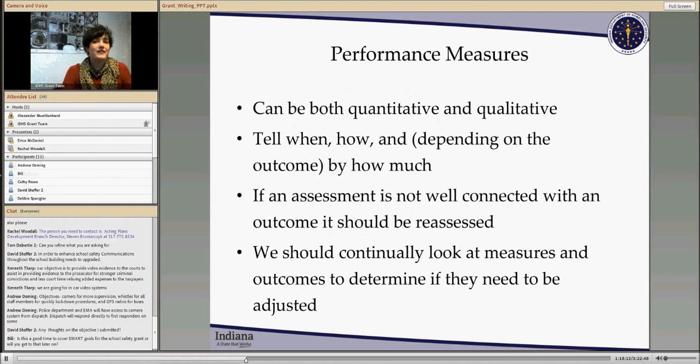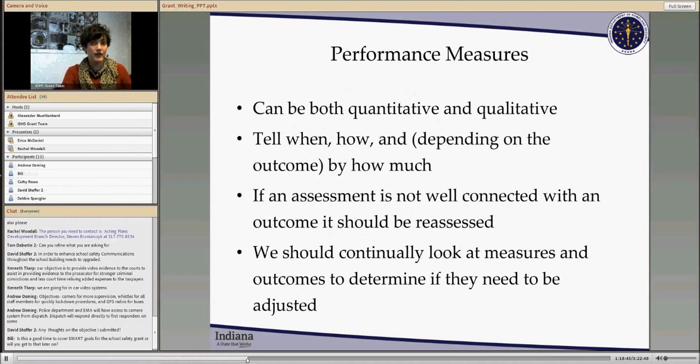But that might not be the best objective that you would write down for a one-year implementation goal for a secured school safety grant. It's also important to continually look at those measures and outcomes to determine if they need to be adjusted. Sometimes it's very, very possible to say that by purchasing certain equipment or hiring an SRO or doing any of the things that are connected with Department of Homeland Security grants that you anticipate a certain outcome.